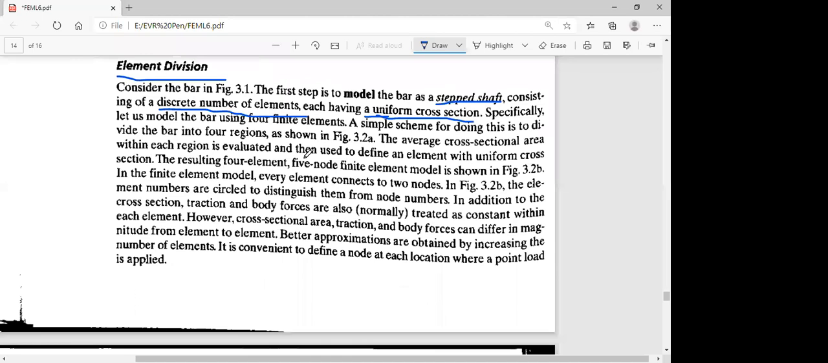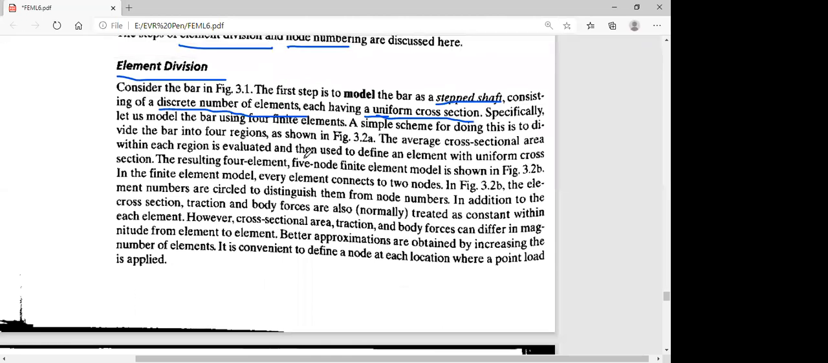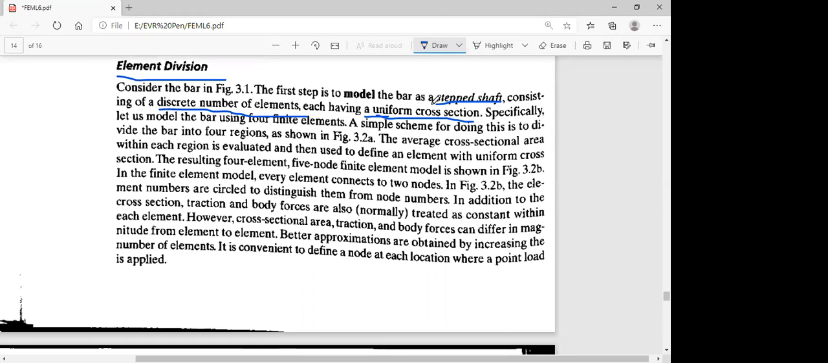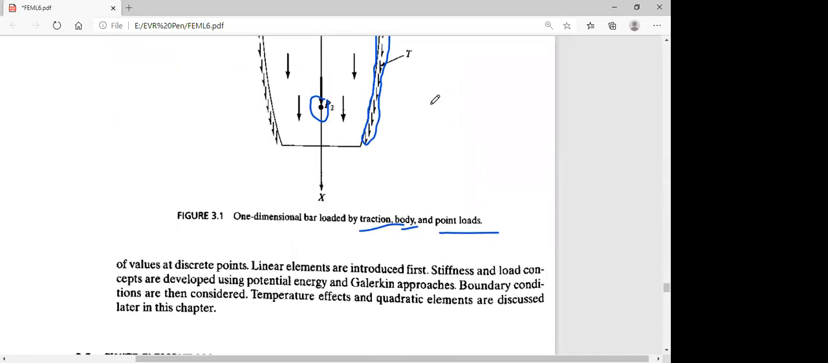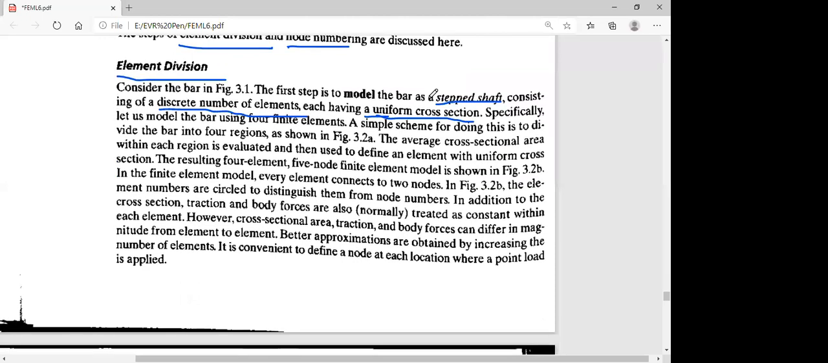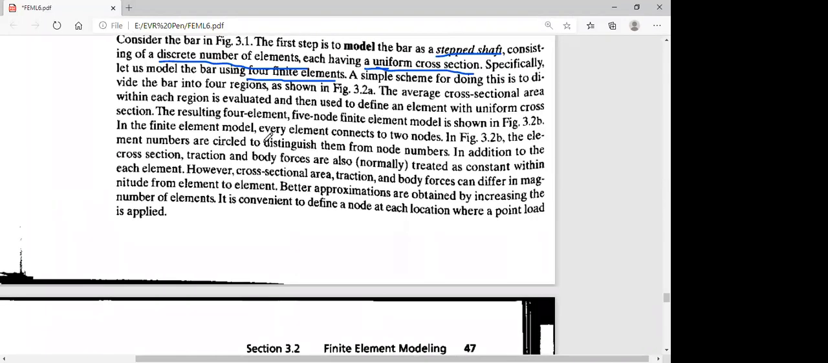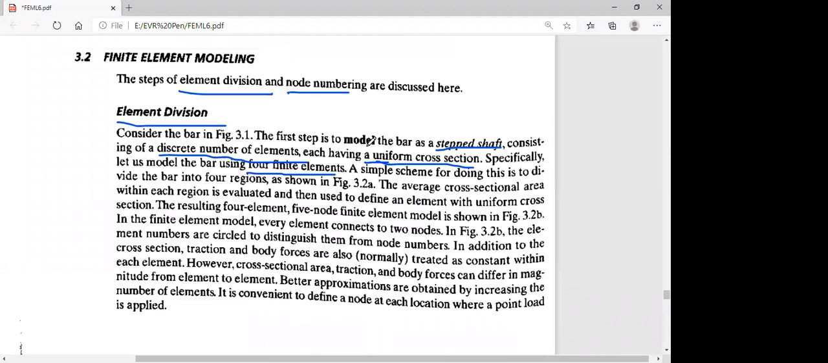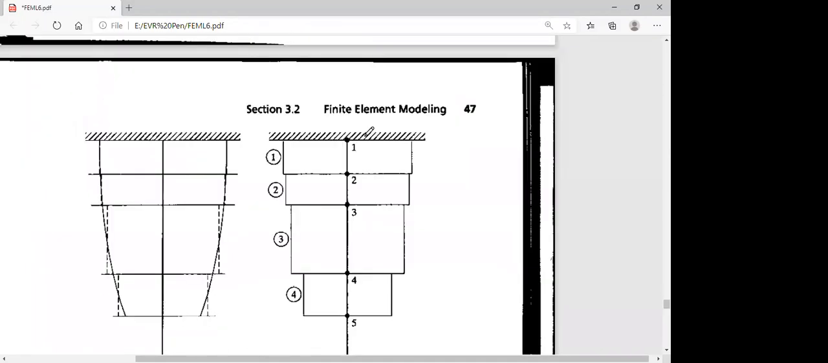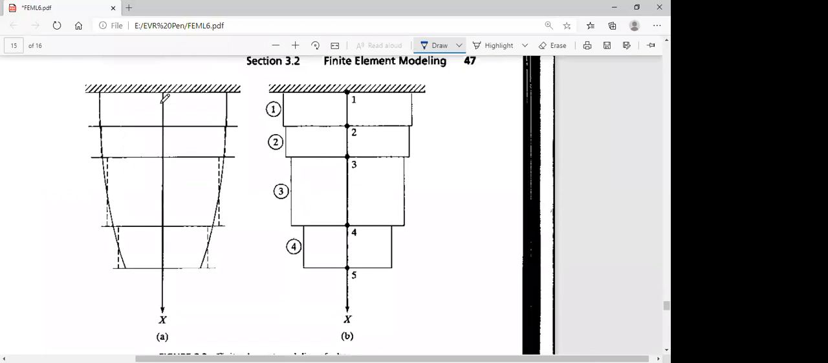So let us say this bar is divided into 4 elements. Let us assume we divide the structure into 4 finite elements. Like this, we divide the structure into 4 elements: element 1, 2, 3, and 4.